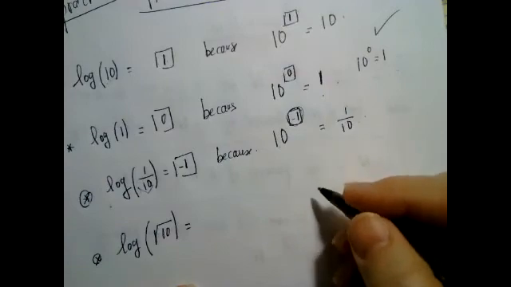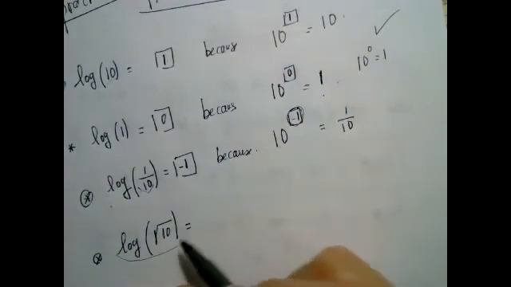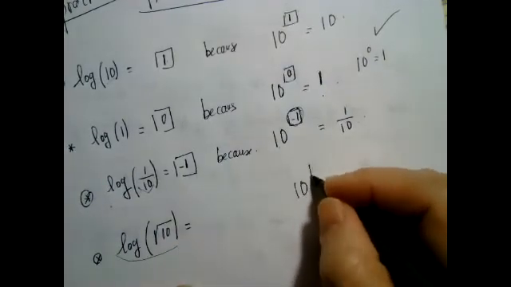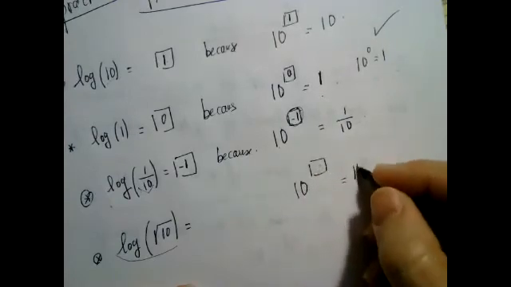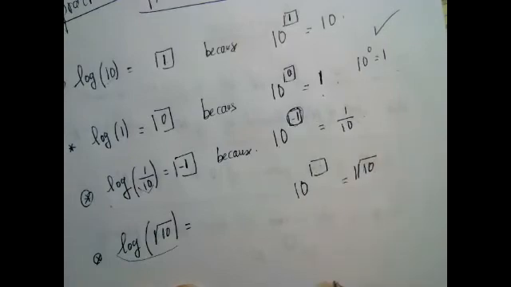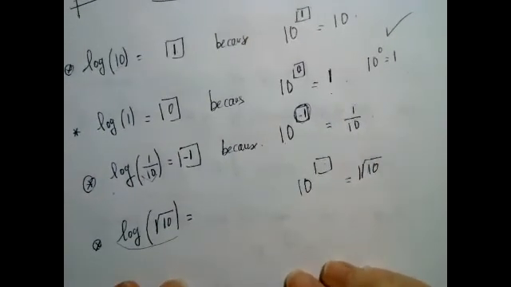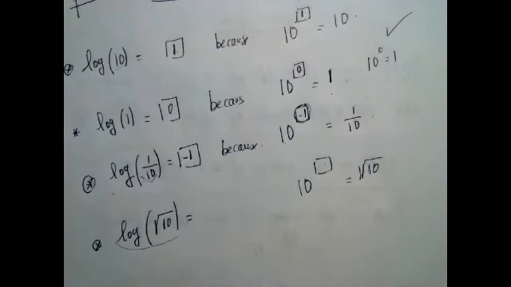Again, you have to ask yourself, okay, the output is the power of 10. That's the output of the log. It's the power of 10 that gives me that. What's the power of 10 that gives me the square root of 10?